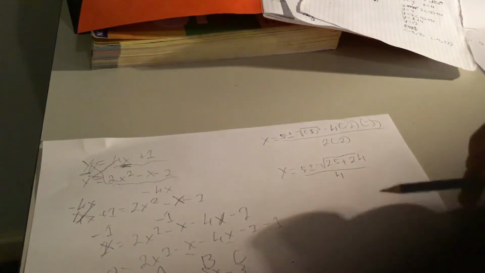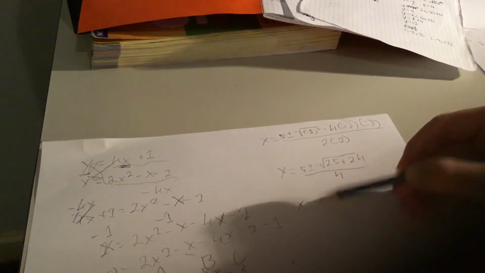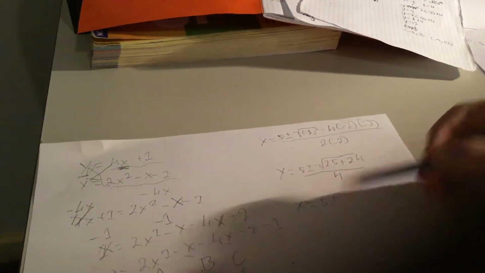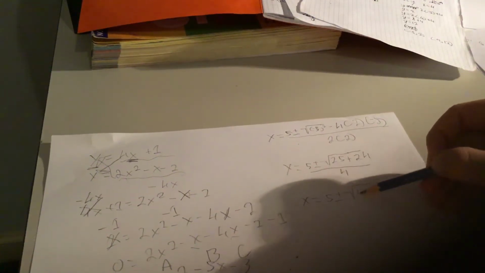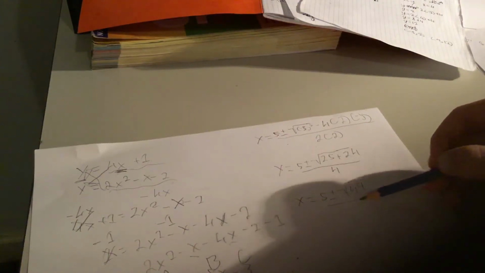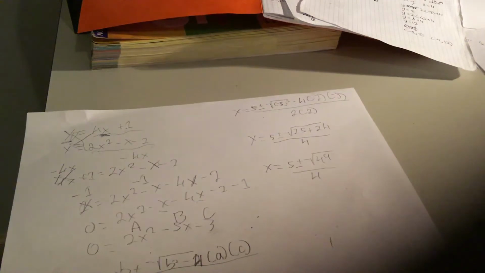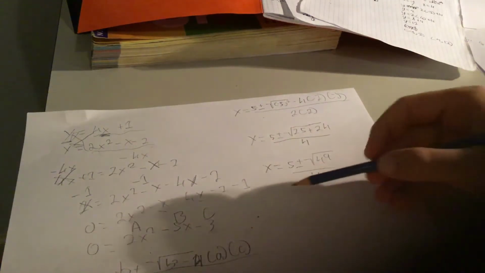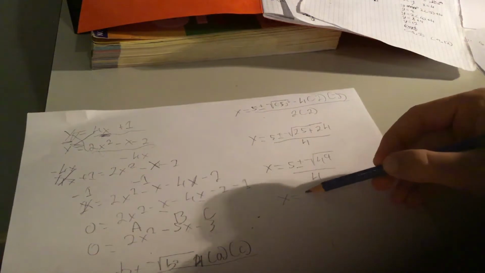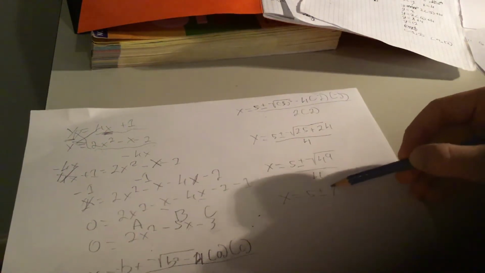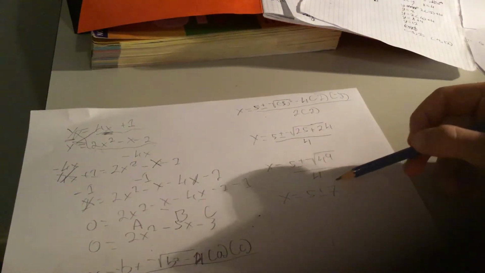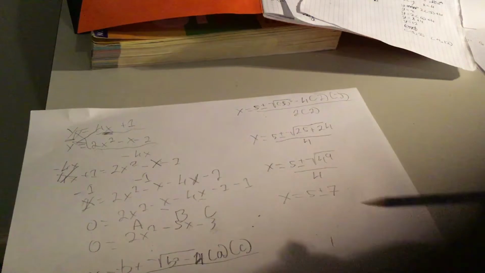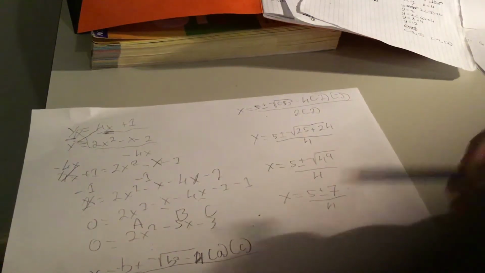You can always just rewind the video. So now we've got 5 plus or minus the square root of 25 plus 24, which is 49. Again, you can just put that in your calculator. 49 over 4. Because 49 has a nice square root of 7, we can just do that. The square root of 49 is 7, because 7 times 7 is 49. So we go over 4.